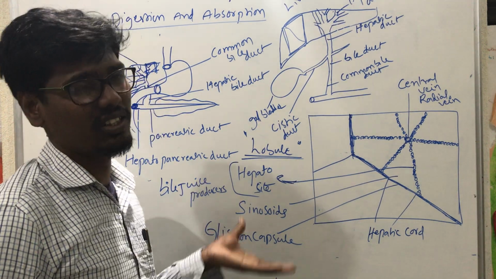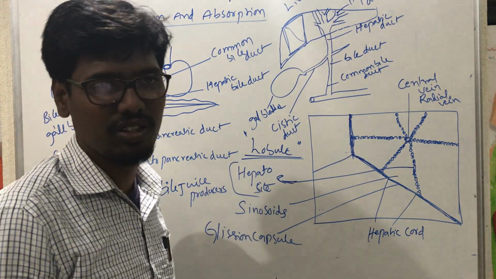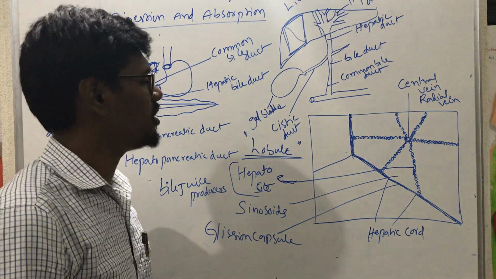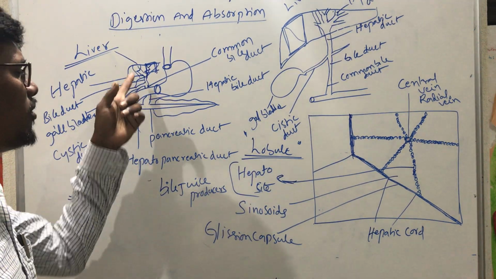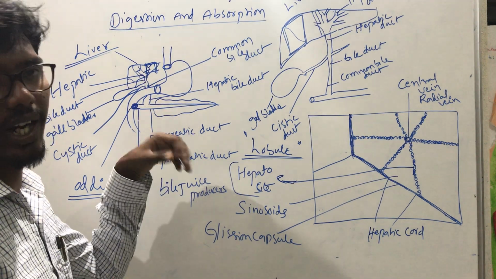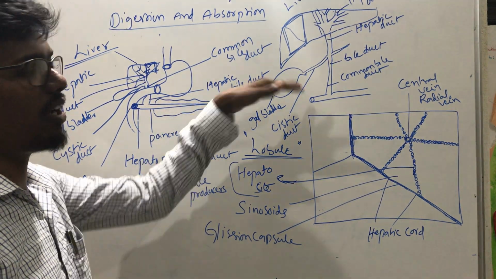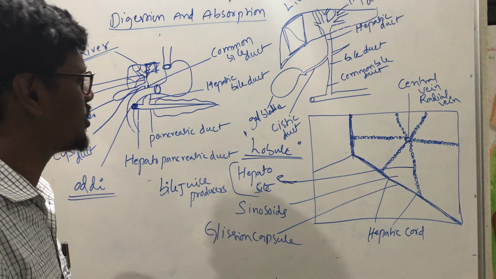So what functions does the liver perform? We will see now. Okay, this is the location of the liver and the location of the pancreas. We will discuss the pancreas after the liver.